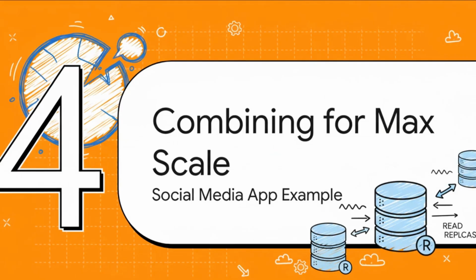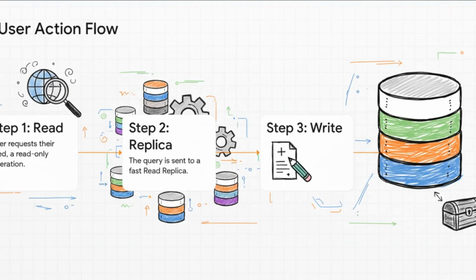All right, we've got partitioning. We've got read replicas. Two amazing tools on their own. But now, for the really fun part, let's see what happens when we put them together to build something that can handle massive scale, like a social media app. Let's just walk through a super common scenario. Okay, so a user opens your app to check their feed. That's a read operation. Your application is smart, so it sends that request over to a fast, dedicated read replica. Boom, the feed loads almost instantly.